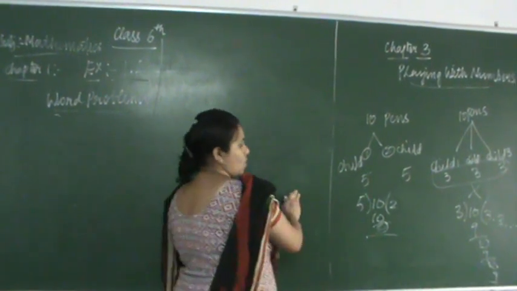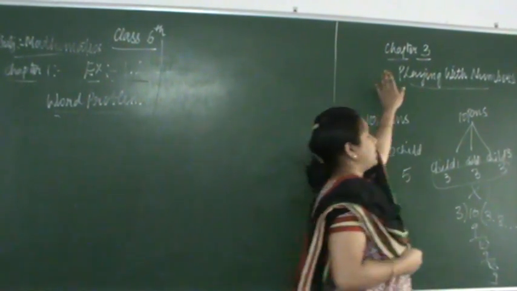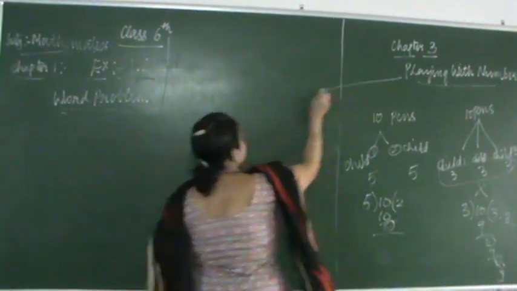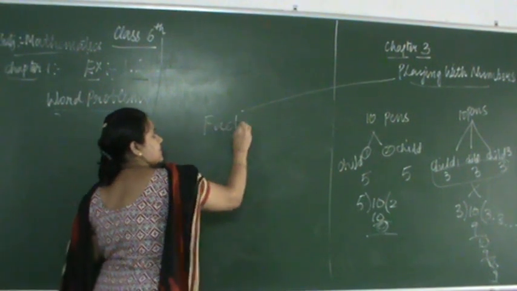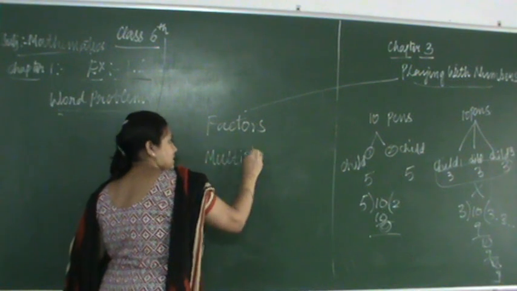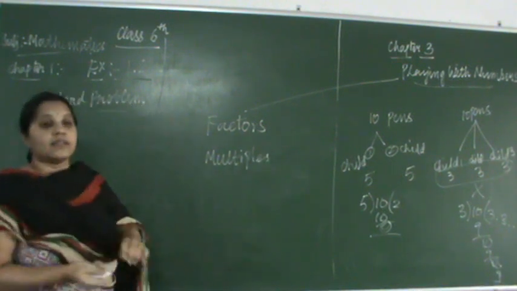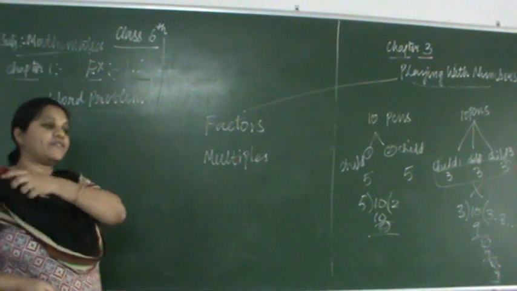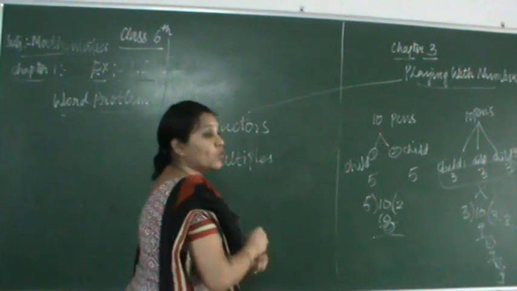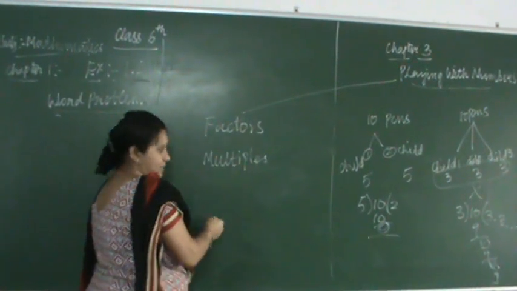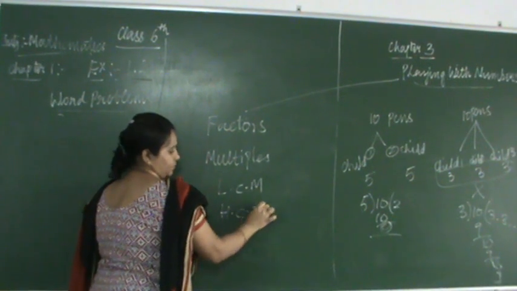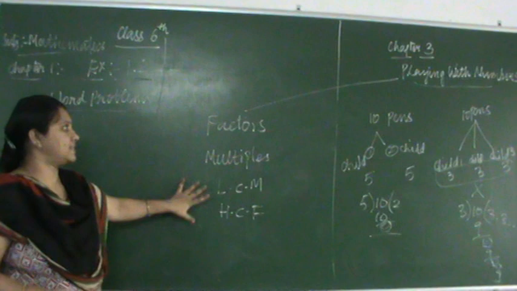Yes? Yes. So now what are we going to learn in this chapter, that is Playing with Numbers. The first one is factors. The second one is multiples. We have already discussed these in the previous classes. There it was a brief description, but in this class we are going to learn in depth more about the factors, more about the multiples, more about LCM, more about HCF. Yes, children, the topics are LCM, HCF, factors, multiples.